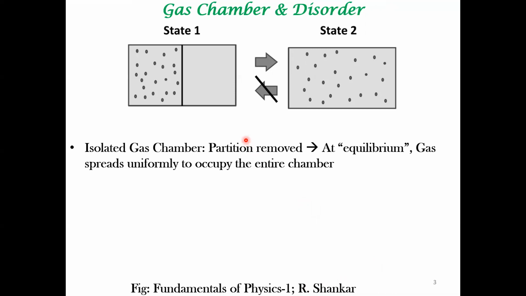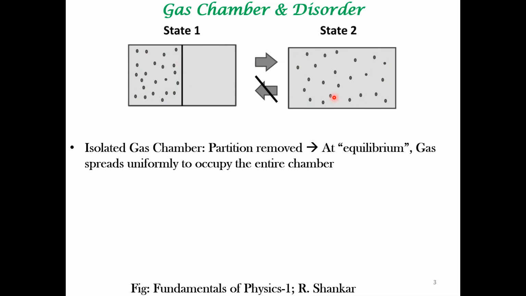So what is the system we have? To begin with, we have an ideal gas. All the gas atoms are distributed on this side of a chamber, and there's a partition. When you remove the partition, what happens at equilibrium? All the gas atoms are more or less uniformly distributed in the entire chamber, right? You call this state 1, and you call this state 2.